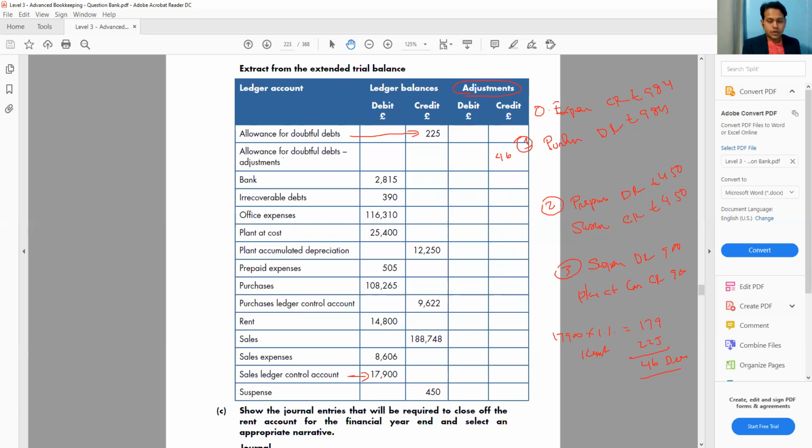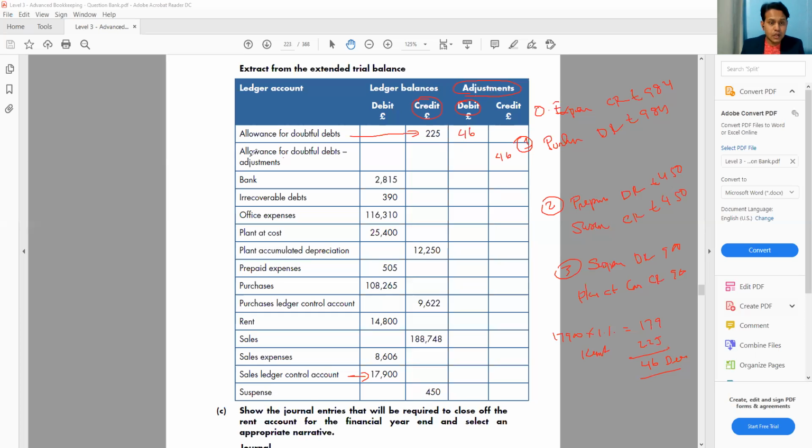Then now we're going to adjust all these journals. So allowance for doubtful debt, I want to reduce that by 46. Every entry will have two impacts. So as soon as I write 46 here, 225 is our credit and 46 is a debit. So that will be minus automatically, because debit and credit are like a plus and minus. So 225 is a credit and 46 is a debit. That means the remaining balance will be 179 automatically.